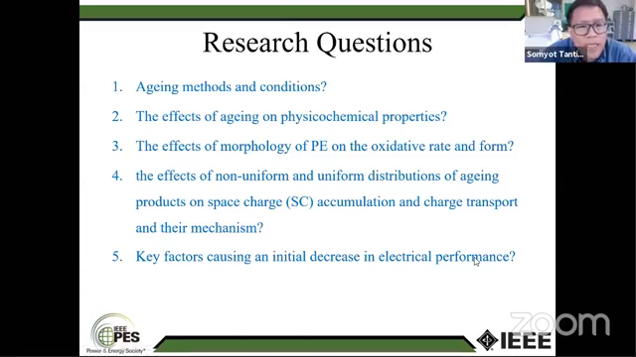For number 4, actually, when we consider the aging in the PE insulation, we found that they have two forms. For example, the form is non-uniform and uniform distribution of aging, and this kind of form will affect the space charge accumulation inside the polyethylene and also charge transport. So the last question is, I would like to know the key factors causing an initial decrease in electrical performance.